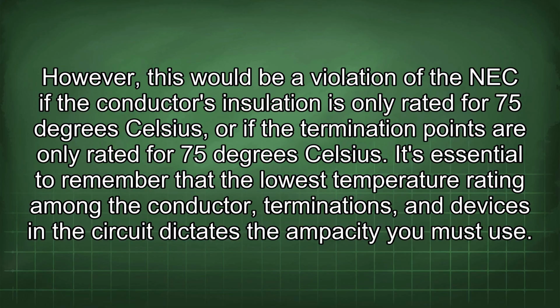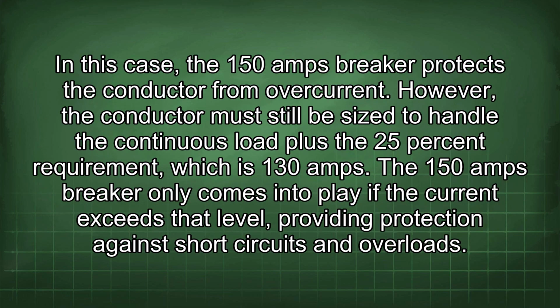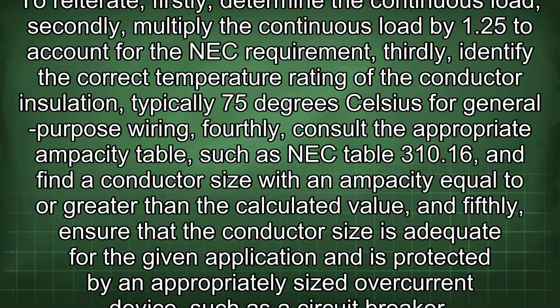ampacity you must use. In this case, the 150 amps breaker protects the conductor from overcurrent. However, the conductor must still be sized to handle the continuous load plus the 25% requirement, which is 130 amps. The 150 amps breaker only comes into play if the current exceeds that level, providing protection against short circuits and overloads. To reiterate, firstly, determine the continuous load.